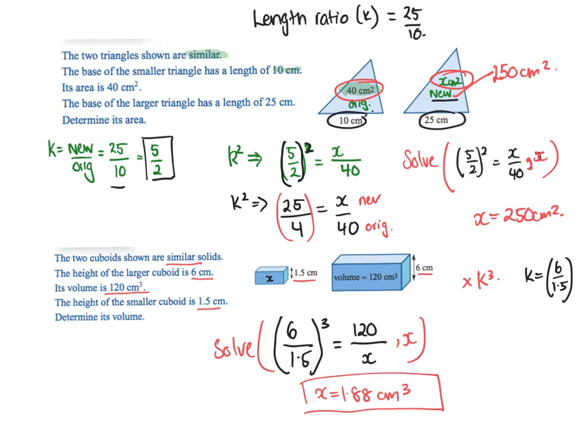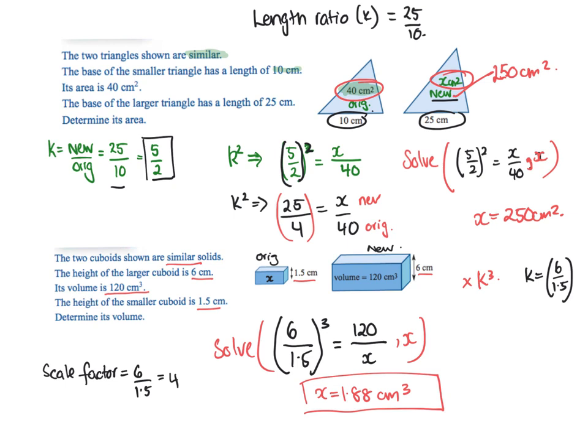Now, just to go over, if you were asked for the actual scale factor, say that's the original and that's the new, be careful. When you're asked for the scale factor, you do need to simplify your fraction. So you would say 6 over 1.5. Just type that into your calculator. So it's a scale factor of 4.